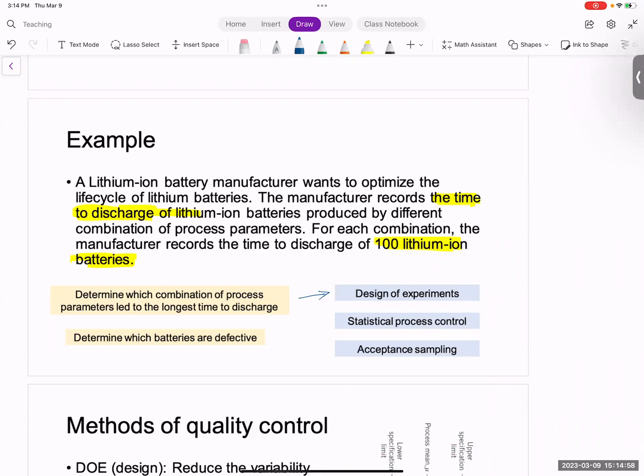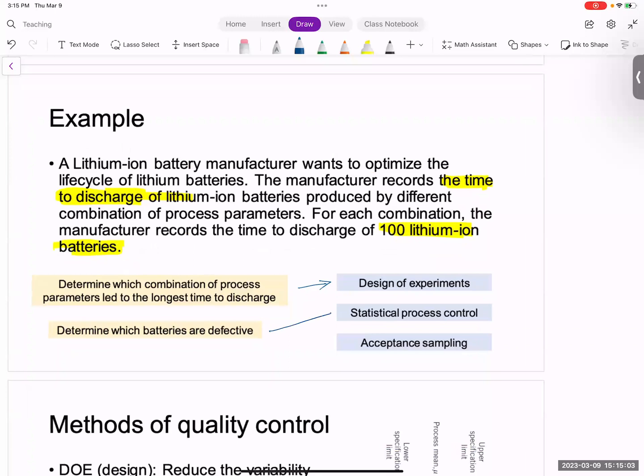And then the second question is determine which batteries are defective. This is what you would typically do using statistical process control. You can also think about this as acceptance sampling, but in acceptance sampling, we are not very much interested in every single battery. We are more interested in a whole sample. But if you want, you can also think about this in terms of acceptance sampling. All right, so far, we have studied what is quality control.